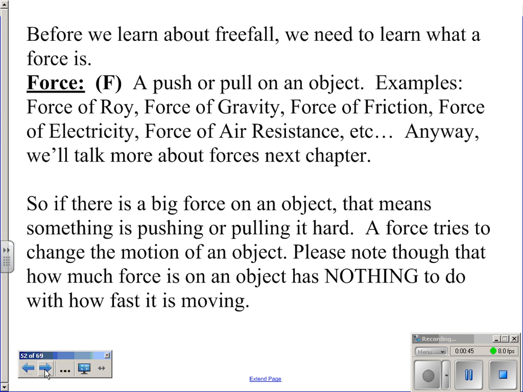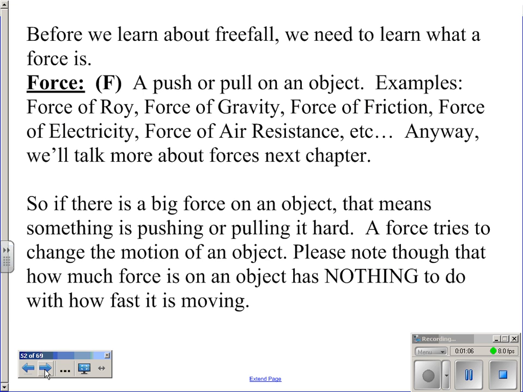When you take physics B, you'll learn about the force of electricity. And something that's going to be relevant to us today is the force of air resistance. As you move through the air, it pushes on you, trying to slow you down. And you feel that anytime you stick your hand out the window when you're driving down the freeway, right? You can feel the air pushing your hand. Okay, so anyway, we're going to talk about more forces next chapter.